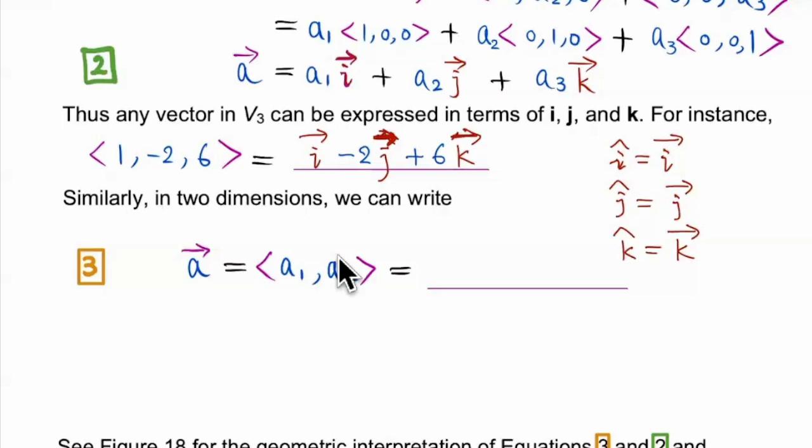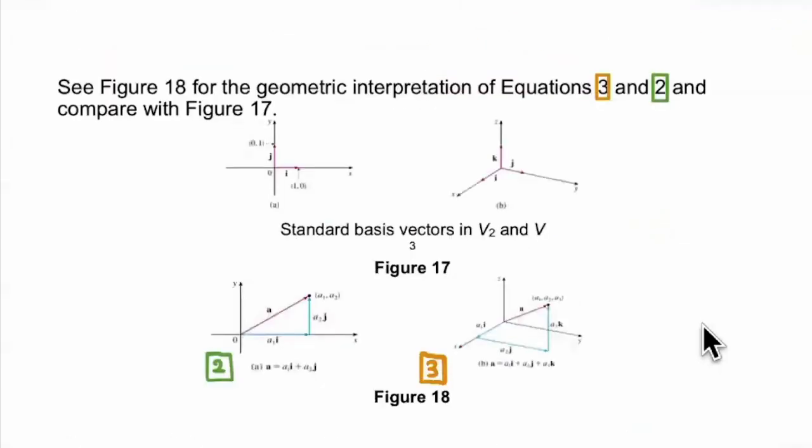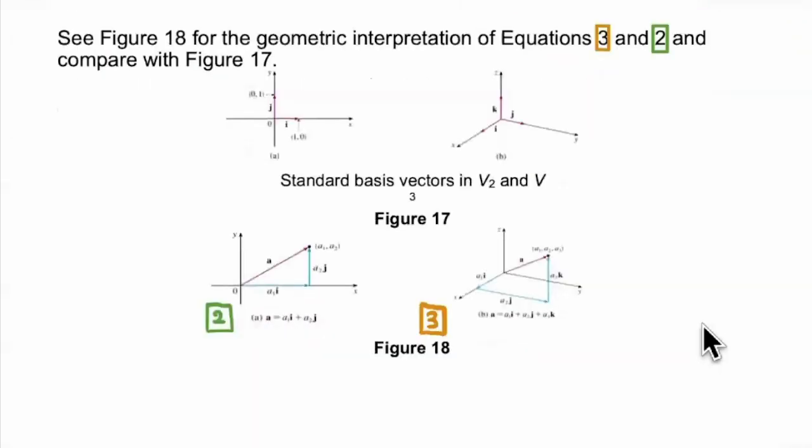Similarly, you can write this here as, well, that would be what? If you use standard basic vector, that would be A1 times what? I, okay? And then adding A2 times what? J, yeah, you got it. Right, moving on. Okay, here's the explanation of the interpretation.